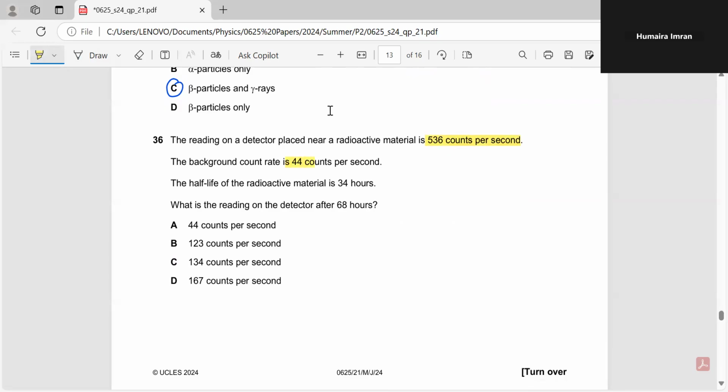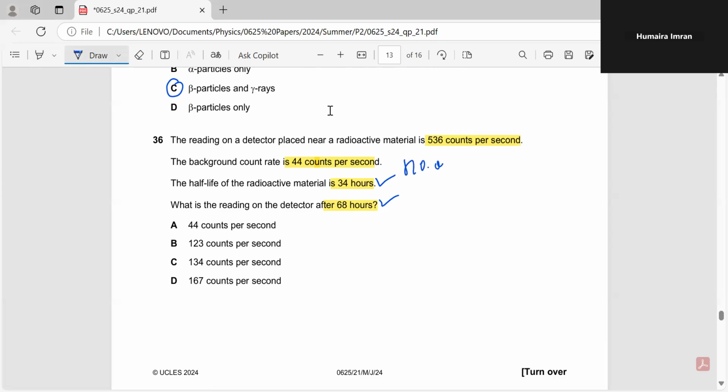Background radiation is also given, which is 44 counts per second. The half-life of the radioactive material is 34 hours, but they want to know what the reading on the detector is after 68 hours. So our first target is to see how many half-lives there are. To calculate the number of half-lives, we divide the total time by the half-life. In this way, we will get the number of half-lives.